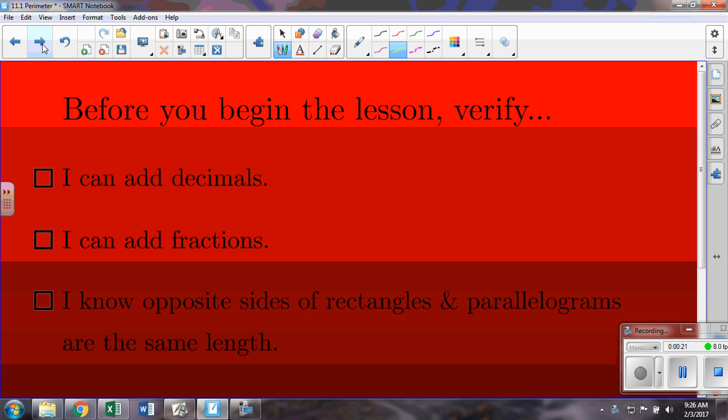A couple of skills that you need to have before you launch into this. You have to know how to add decimals. You have to know how to add fractions. And a little bit of fact from geometry, you also have to know that the opposite sides of rectangles and parallelograms are the same length.